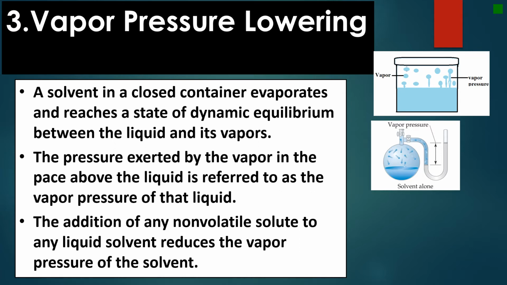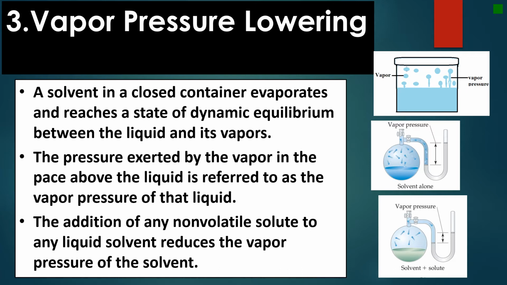So to this same liquid, a given solute has been added. When a solute is added, you can see that now the number of vapors has reduced. And if you check, the difference in the levels of mercury in the U-tube has also reduced, which means that when a solute is added to a solvent, the vapor pressure reduces. That's where a general observation was formulated that the vapor pressure is lowered by the addition of the solute.